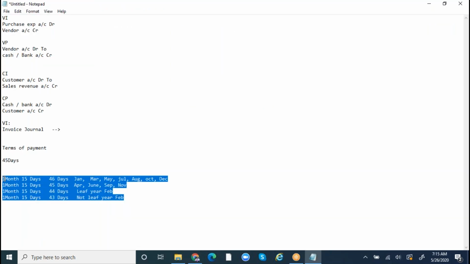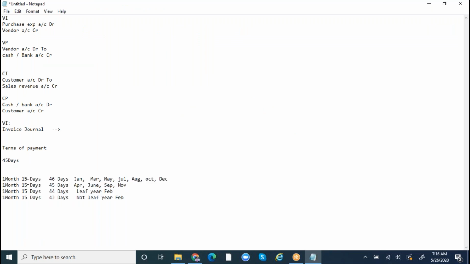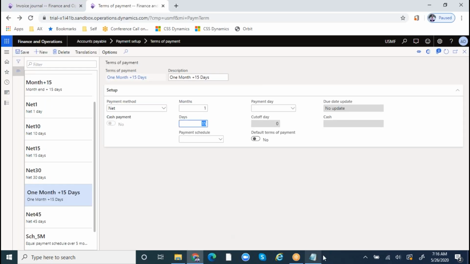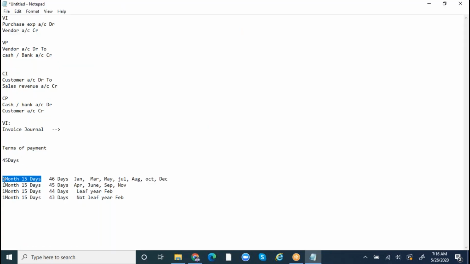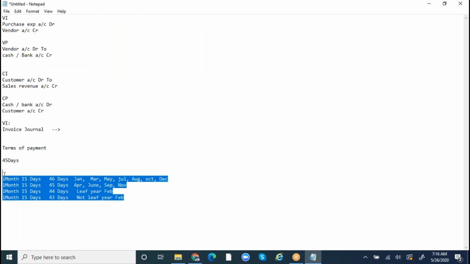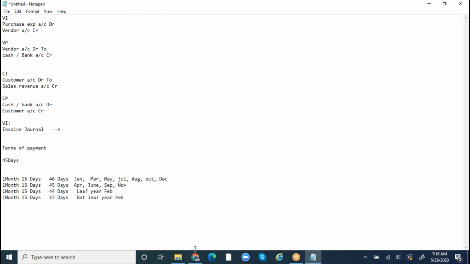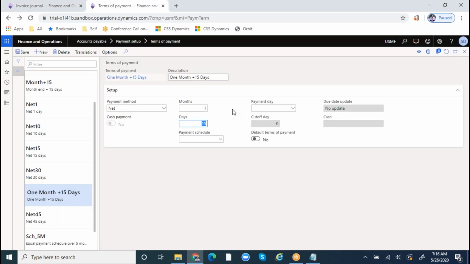So always discuss with the business people what exactly they want. If they want 45 days, you can map 45 days, or if they want 1 month 15 days, you can map 1 month 15 days, whatever they want. Once it is mapped, this is the terms of payment. Terms of payment we have created.